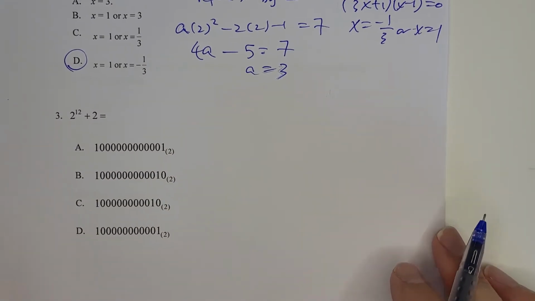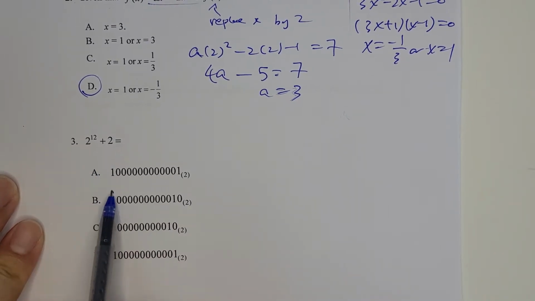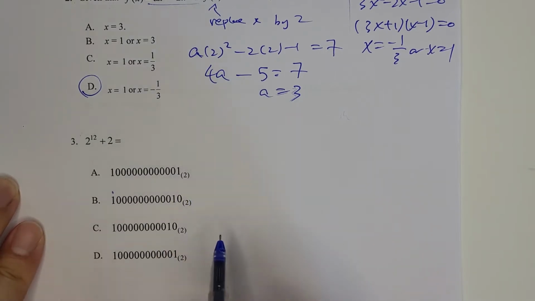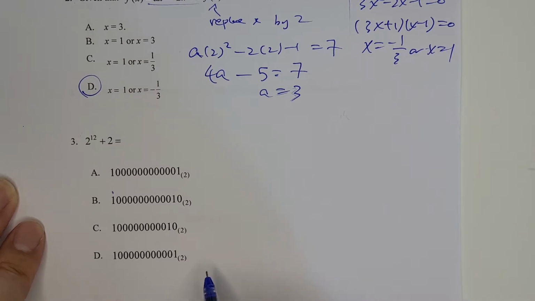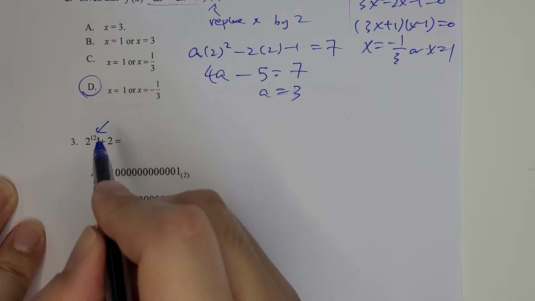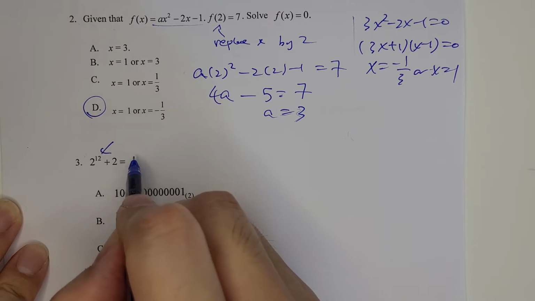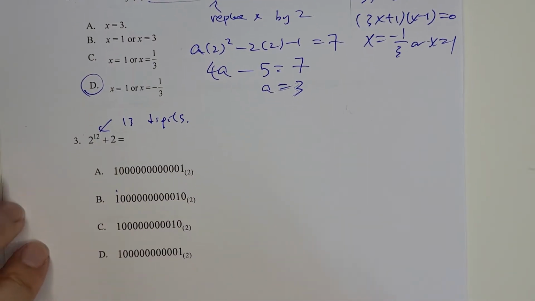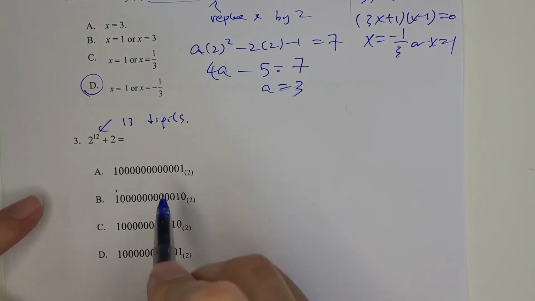For question number 3, there is 2 to the power 12 plus 2. Then you want to change this into a binary number. For the first digit of the binary number, that is 2 to the power 0. When you look at the greatest index, here there's 12. That means the number has 13 digits. Now you just count A, B, C, and D. How many digits are there?